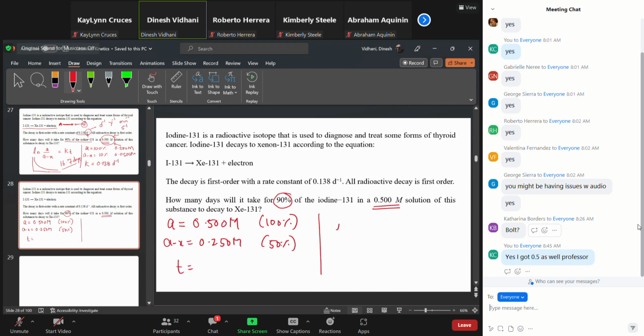So I'm going to rewrite that equation. Natural log A over A minus X equals K1T. And keep the rate constant same. Do not change the rate constant. You use the same rate constant. Can you find me T in this case? All of you got 5 days?